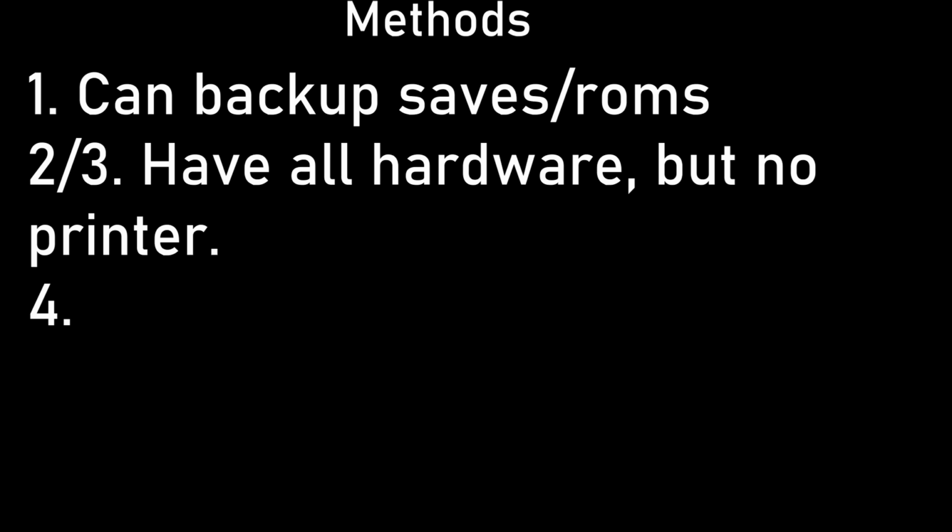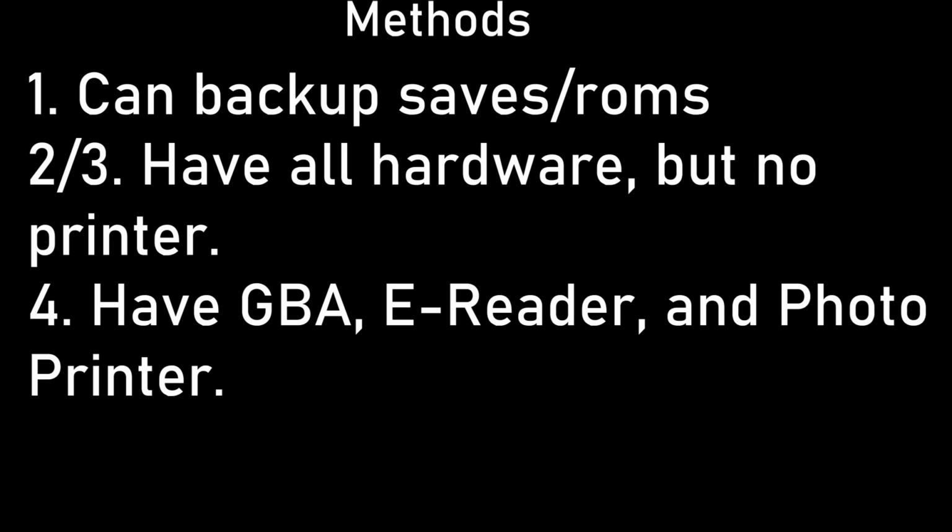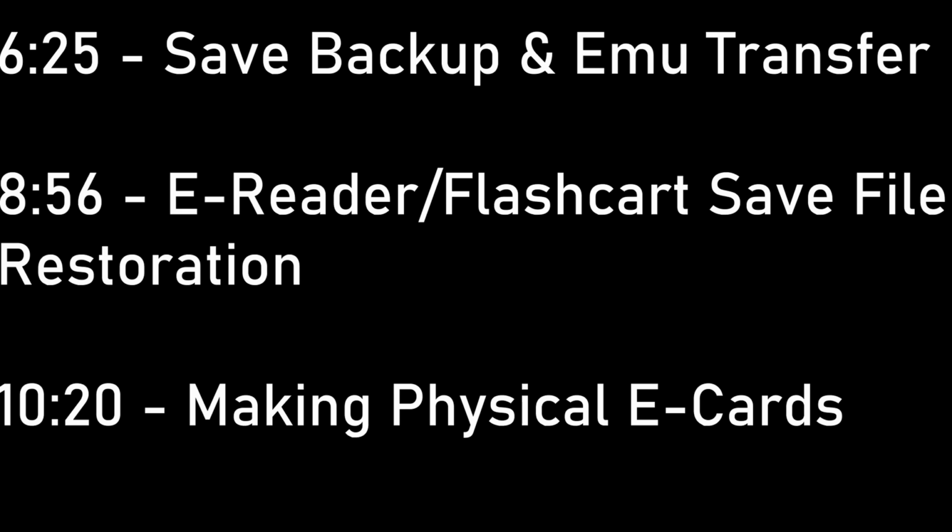The second method is for people who have two GBAs, a link cable, and an e-Reader. The third method is for people who have two GBAs, a link cable, and a GBA flash card, or a fake game. And the fourth and final method is for people who have two GBAs, a link cable, an e-Reader, and a high-quality photo printer. Skip to these time codes for whichever setup applies to you.